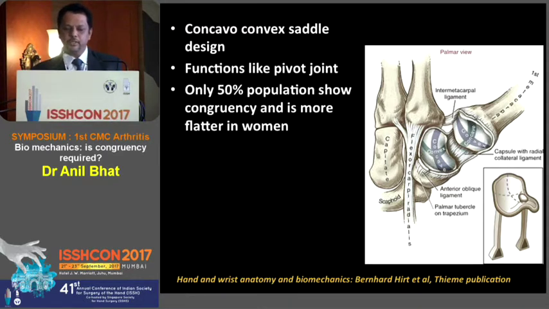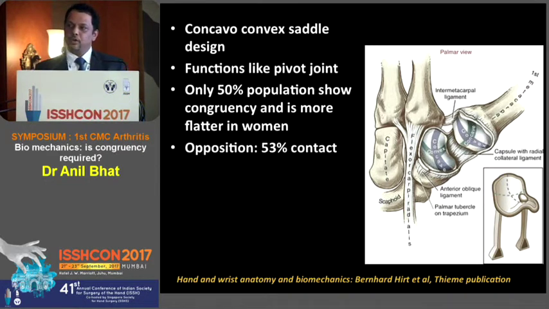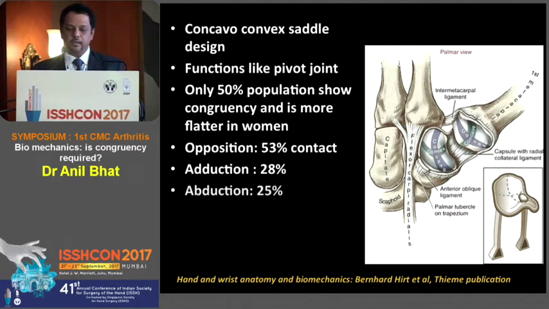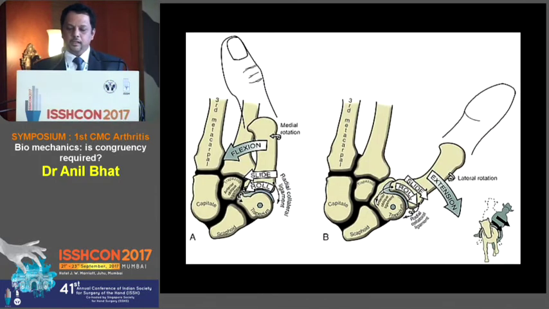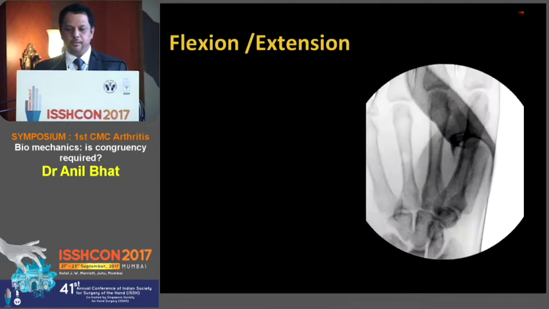And only 50% of the population show congruency. It's probably much flatter in women. Opposition has the best contact, which is about 53%. In adduction, it reduces to 28%. In abduction, it reduces to only 25%. These are the movements, the saddle movement, which has a slide and a roll kind of mechanism.